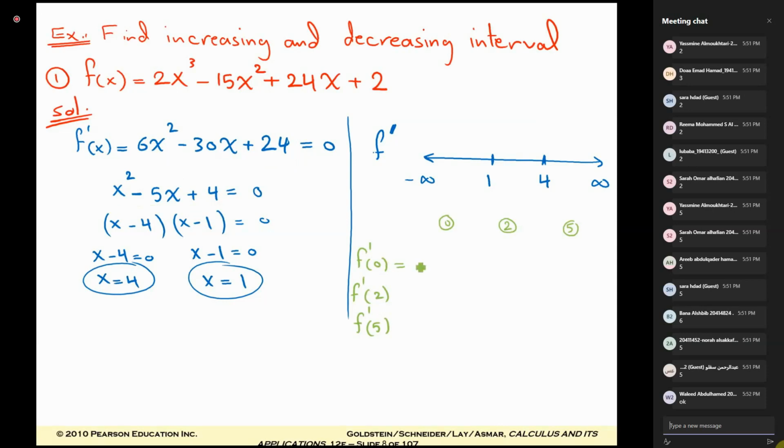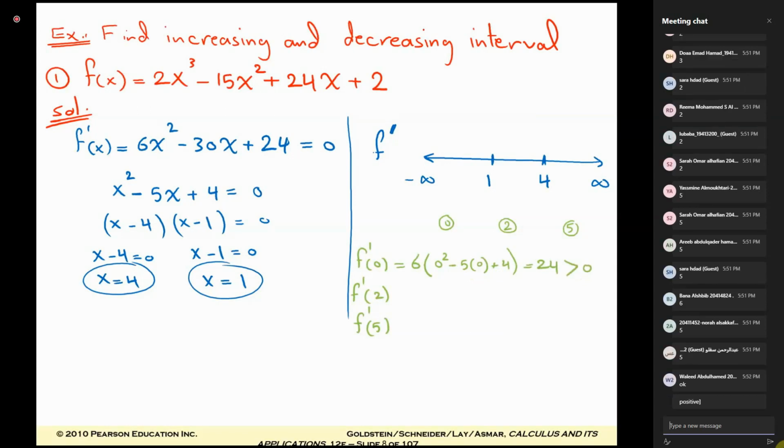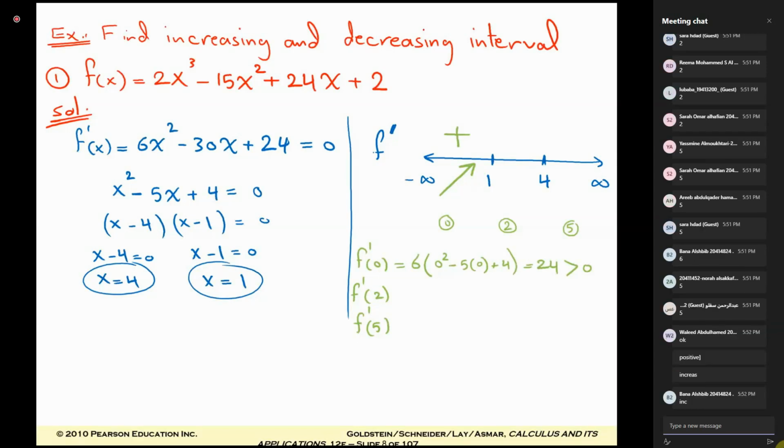Okay, f prime, we have 6 as common factor and 0 squared minus 5 multiplied by 0 plus 4, and this equals what? Is this positive or negative? This is 24, so this is positive. What's the meaning of positive? So we have here positive, so from minus infinity to 1 increasing.